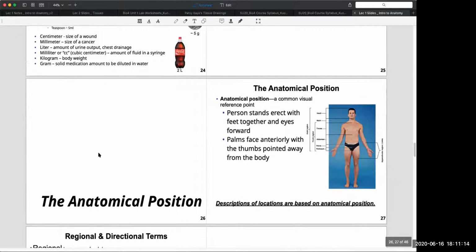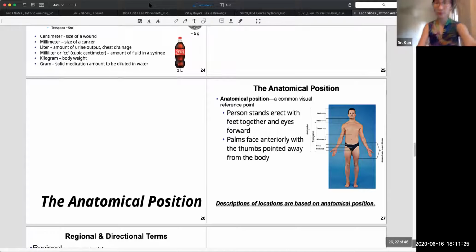Moving on, the anatomical position. This is the anatomical position.